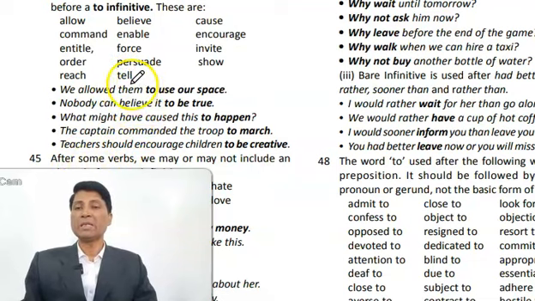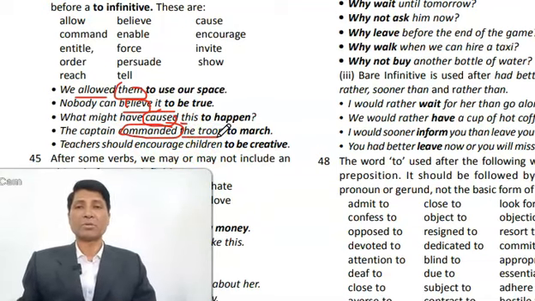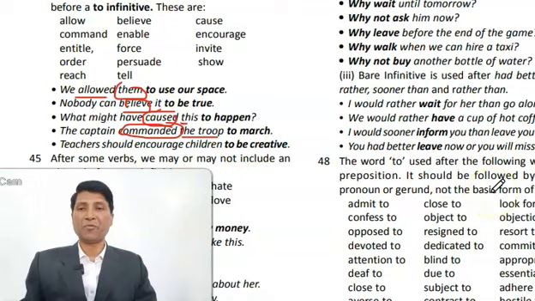So in these examples, allow is being followed by an object. Here allow is being followed by an object, believe is followed by the object it. Then cause is followed by the object this. And the verb command is followed by the object troop. So this rule basically says that after some verbs we include an object and then the infinitive comes.